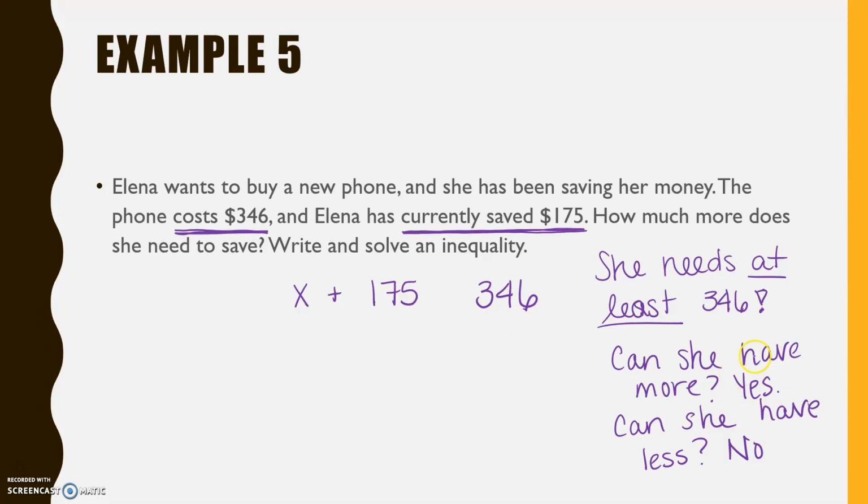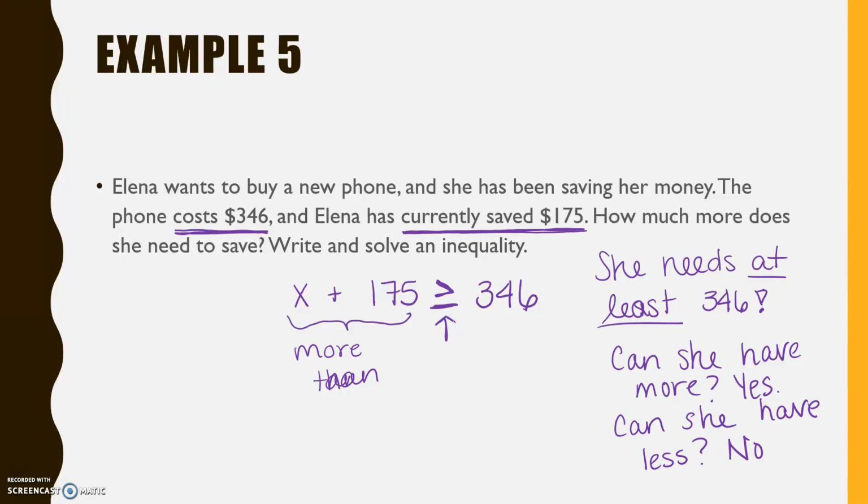So, since we can have more than, we want this value over here to be more than the 346. So I want this value to be more than 346. Can she have exactly $346? Yeah, 346 would buy her the phone. So it can be equal to. This right here is the trickiest part.